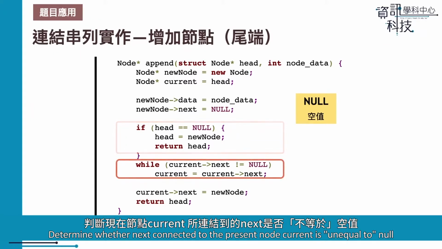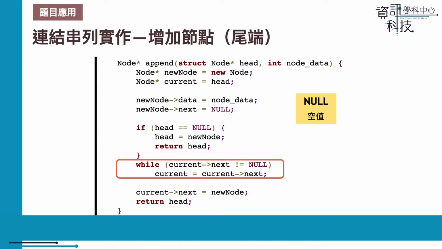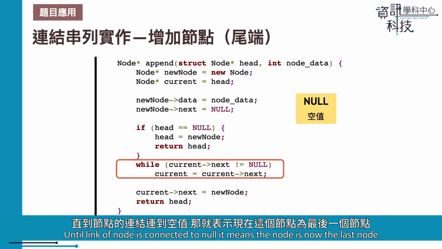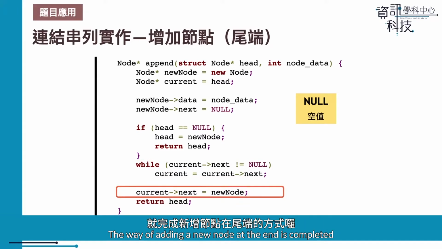Determine whether next connected to the present node current is unequal to null. If it is not null, it means current is not the last node. So, continue to search backward, until the link of a node is connected to null, which means it is now the last node. Hence, we point the link of the present node to new node. The way of adding a new node at the end is completed.